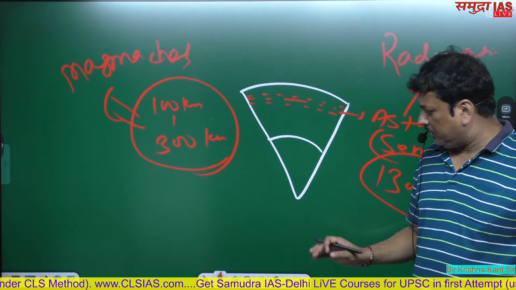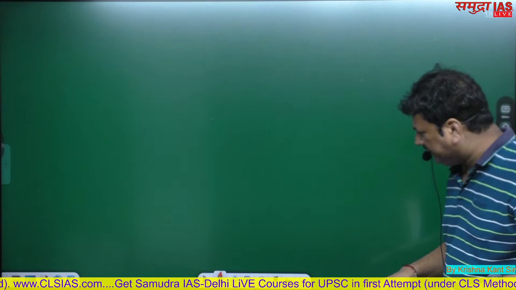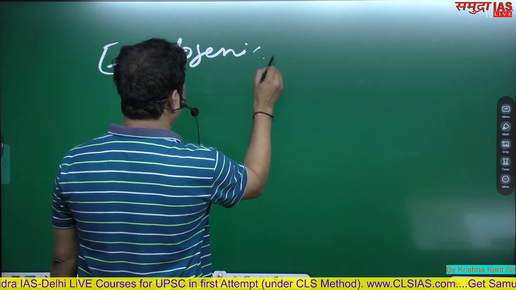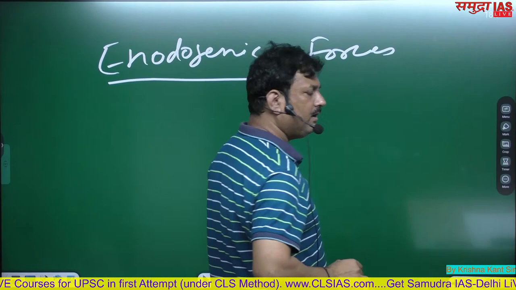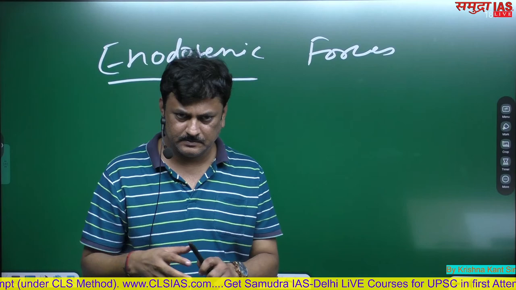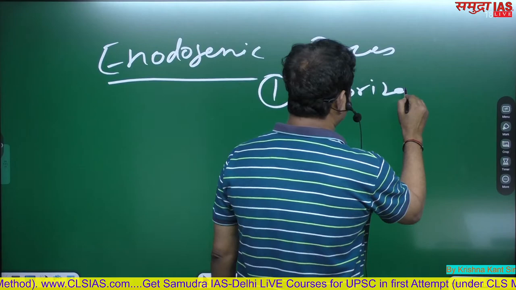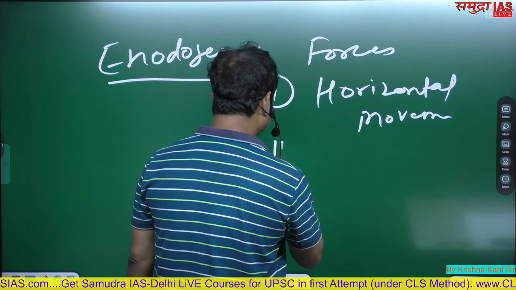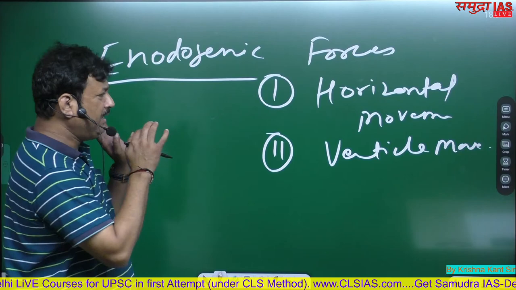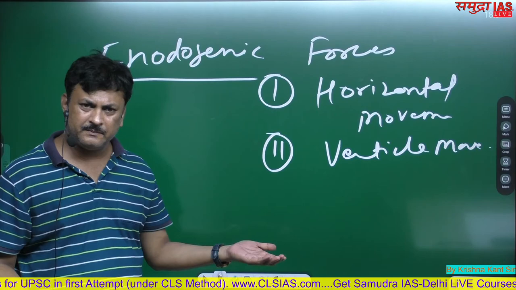Now, look, these endogenic forces are responsible behind two types of movement of Earth's surface. Okay, first is horizontal movement, and the second is vertical movement. Okay, so endogenic forces are responsible behind movement in the crustal part.